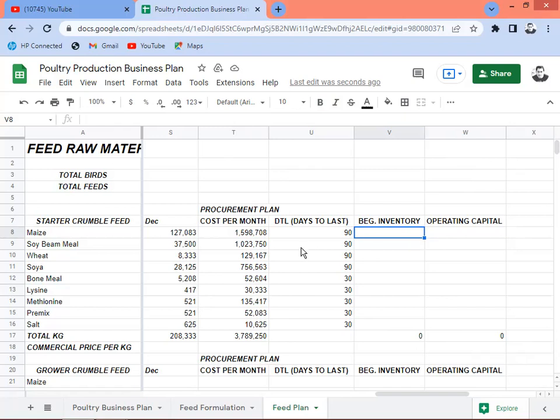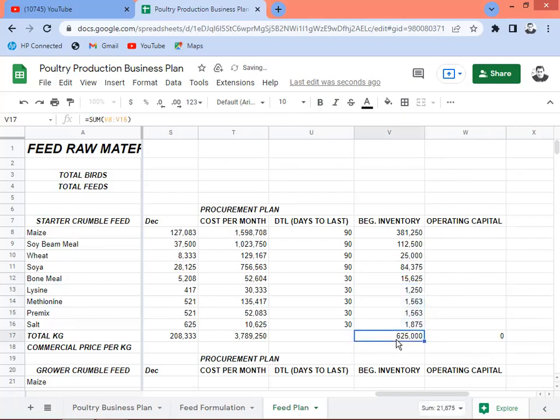So right now we need our beginning inventory, and we're going to find out how much we need. Just the monthly volume, we need to multiply that by 3 months because we need a 90-day buffer stock. So we'll just copy that, the rest of the 90 days to last. For this one, you only need a 30-day buffer stock, so we only need to copy that here, and then you pull this down.